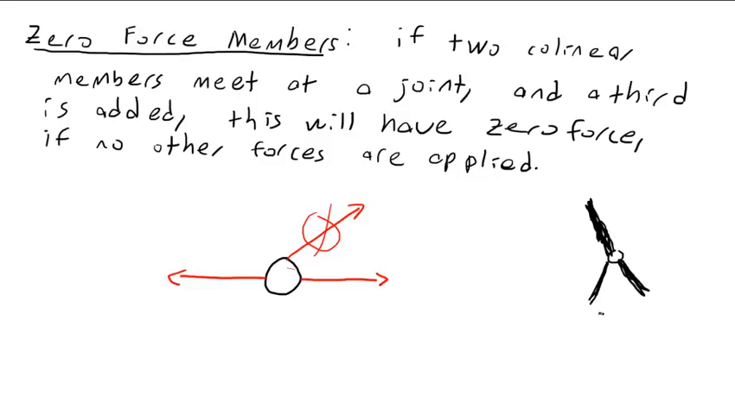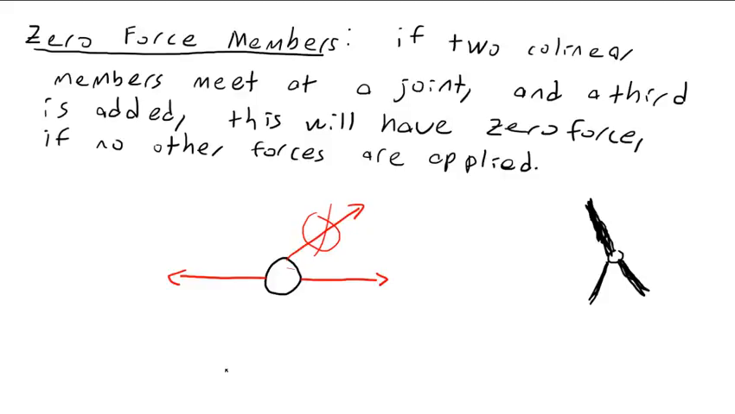this one and this one will not have any component of force in that direction. So, you can read about that in the book. That is the principle of zero force members. So zero force members can just be a quick way to solve things on various problems. If you have two collinear members and a third one comes into it, then this one has to be zero. But again, watch out for this addendum. If there is another force here, then that no longer applies.